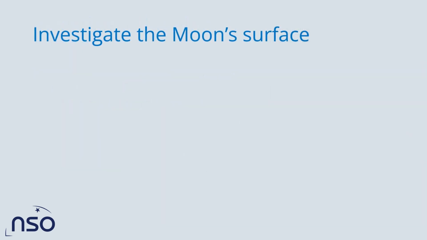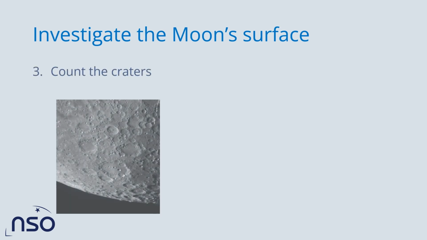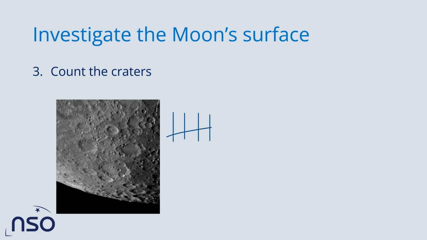Now you'll start to gather your data. The first measurement you need to make is to count the number of craters on your piece of the Moon. You may find it helpful to keep track of the number of craters using a tally. You might decide to only count craters that are bigger than a certain size. Don't choose a size that is too small, as there will be too many craters to count. But don't choose a size too big, or you may not find many. Make sure you use the same method for different parts of the Moon so that you can compare the data later.